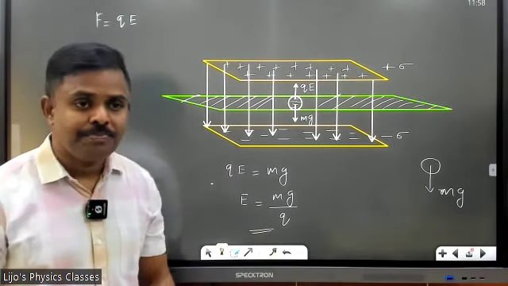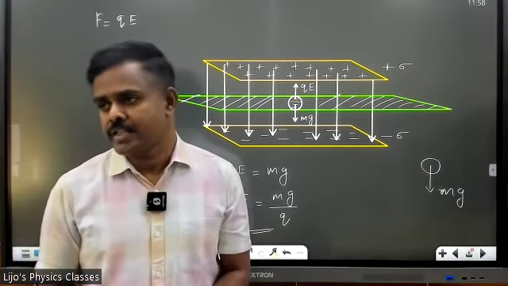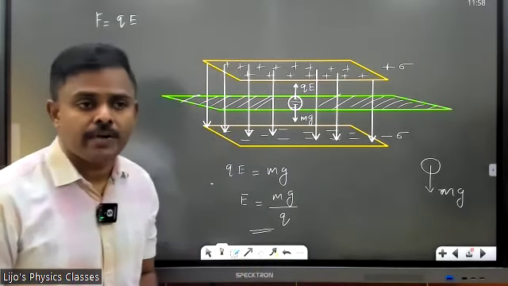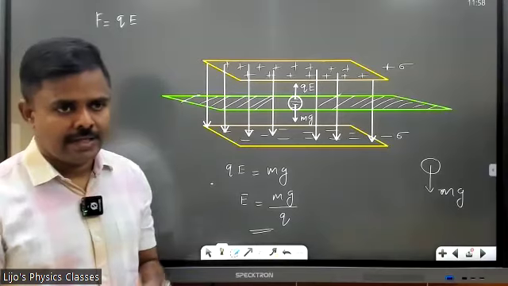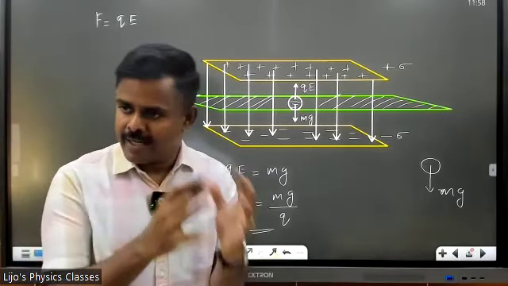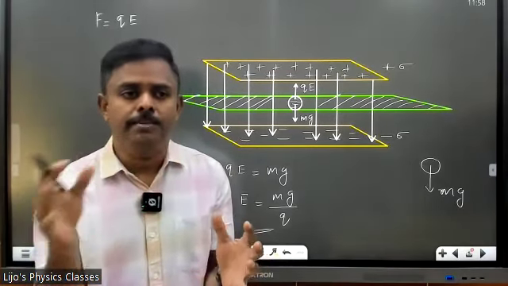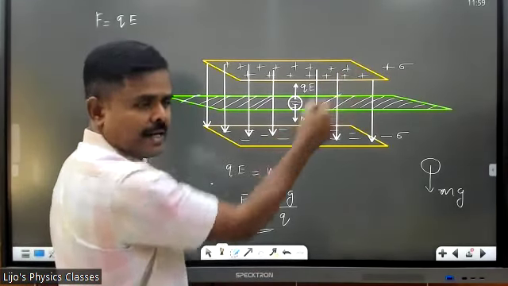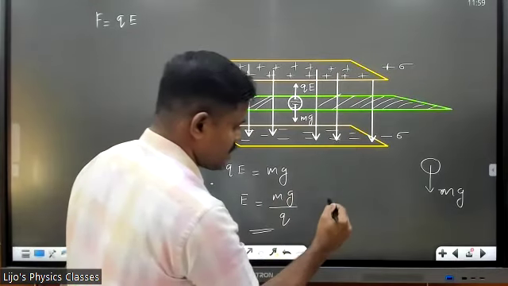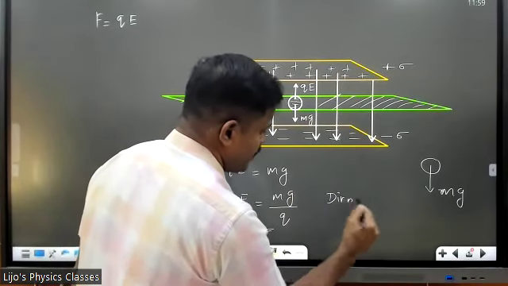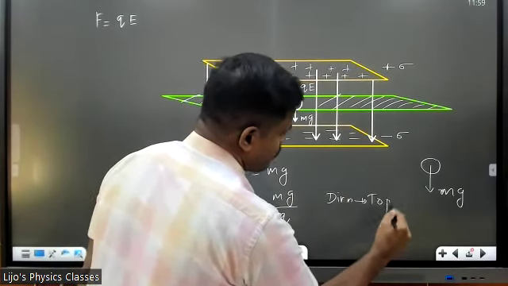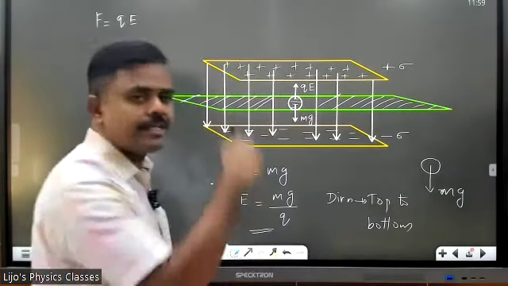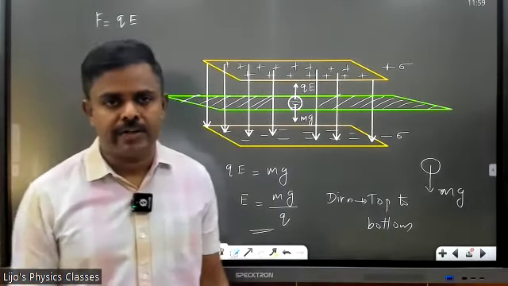There is one more thing. They are asking the direction of electric field also. How to say the direction of electric field? Always from positive to negative. Direction of electric field is, by convention, always from positive to negative. Positive is on top, negative is at the bottom. So you can say direction is from top to bottom. Or you could say it is simply downward. Okay, electric field is acting downward.